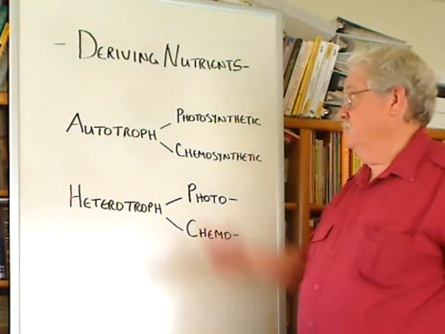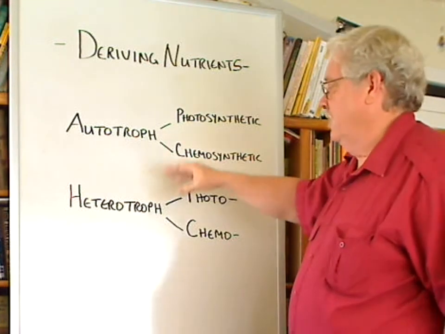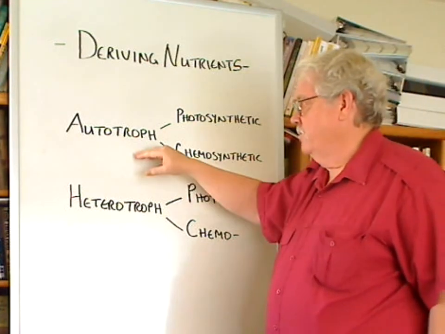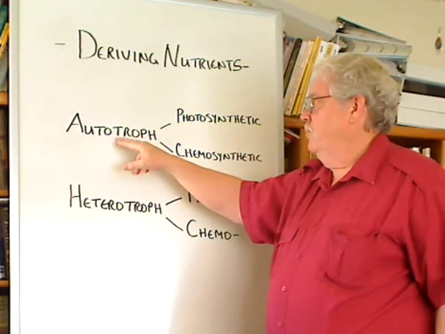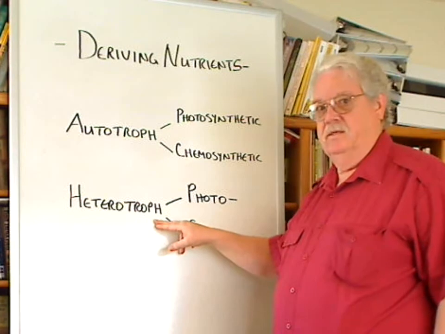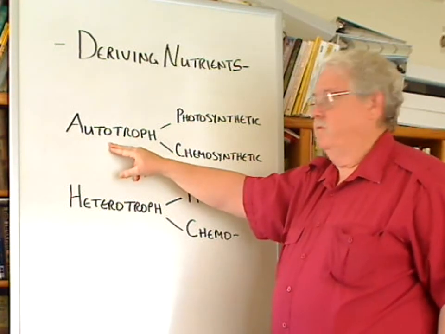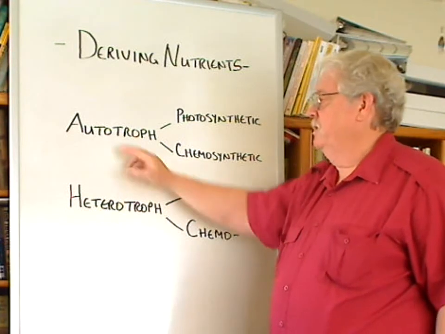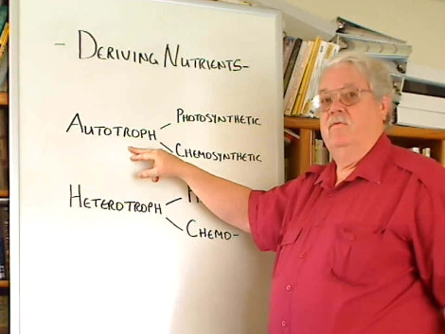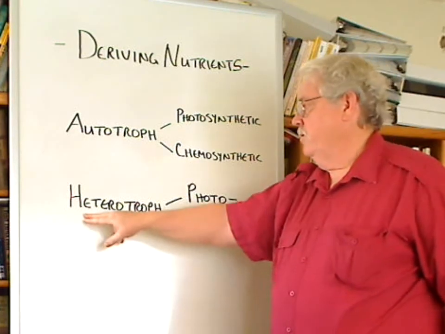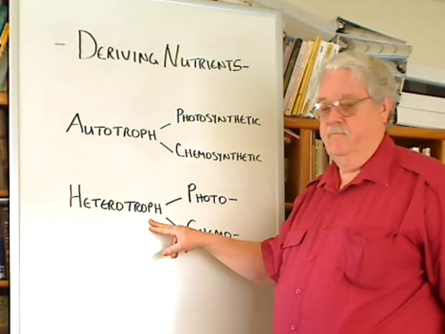Let's look at how organisms get their nutrients, that is, get their food. We have two large classes of organisms, the Autotrophs and the Heterotrophs. Troph, in each instance, means to feed. Auto means self. Hetero means other. So autotrophs are self-feeders. This means they manufacture their own food. Heterotrophs are dependent on food molecules that have been produced by other organisms.